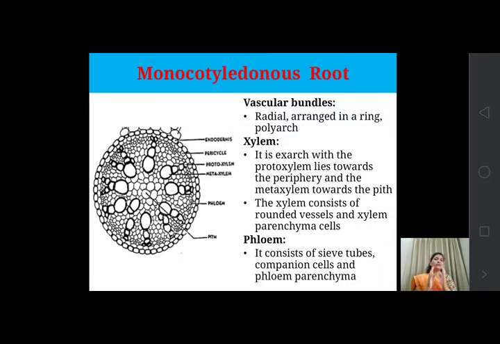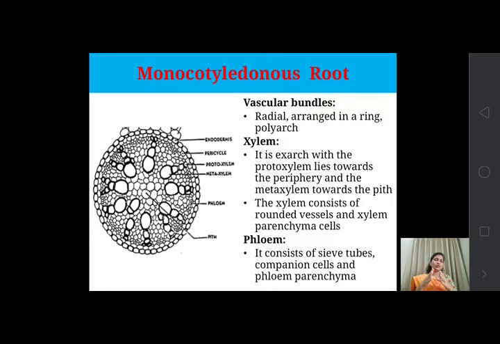Only two cells are present in the xylem tissue. So basically xylem tissue is made up of four different types of cells, that is xylem vessels, xylem tracheids, xylem parenchyma and xylem sclerenchyma, or you can say the fibers. But here in maize plants only xylem vessels and xylem parenchyma are present. That means the tracheids and the xylem fibers are absent in the maize root. Okay, so only two different cells make up the xylem tissue.